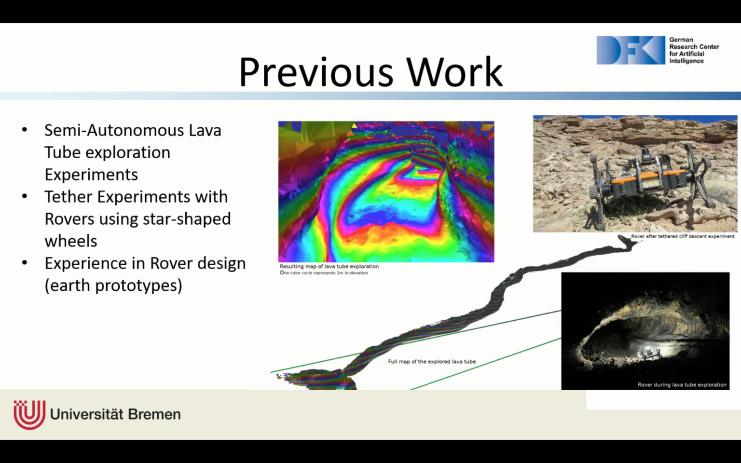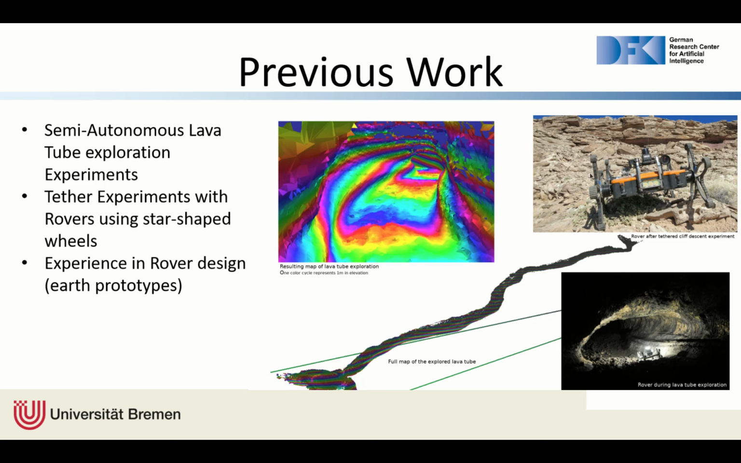We have some previous work in that area. We already did experiments of semi-autonomous lava tube exploration on Earth. The result is seen in the upper left picture, where one color cycle represents 1 meter in height, and we went into the lava tube at the lower side and moved up, and the whole mapped area is around 240 meters inside. On the lower right side is a photo from the tube itself, and this is much smaller than what we expect on the Moon.